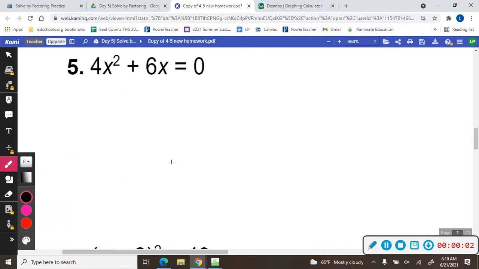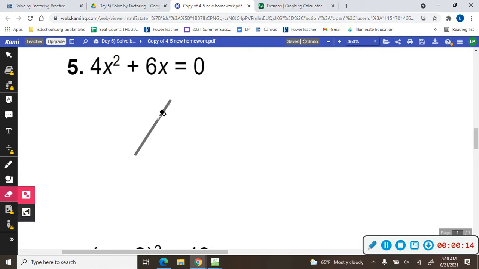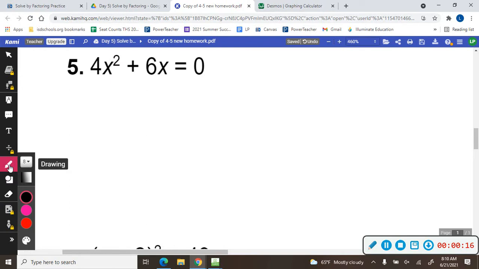So number 5, we will solve by factoring. And I see that there's only 2 terms. So when there's only 2 terms, you cannot solve using the factor x. So we don't need that. So what I usually look for is when I see only 2 terms, I start thinking it's probably a GCF problem.